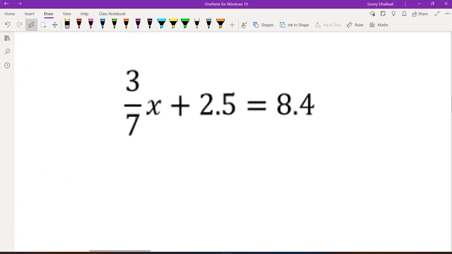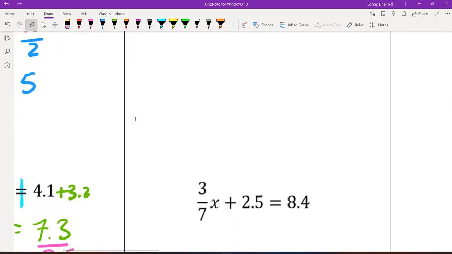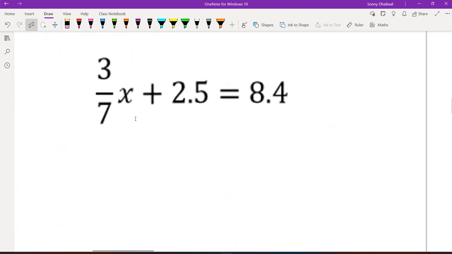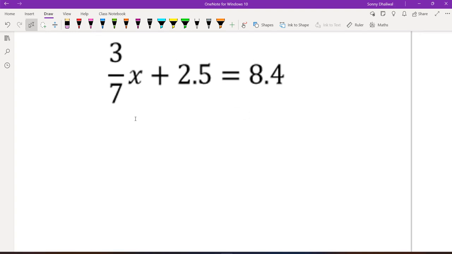Let's do this one instead. Let's skip the middle one. I think you guys got this. Let's do this one instead. Okay? We split it at the equals. Which number do we move over first? The 3, the 7, or the 2.5? 2.5. Right?